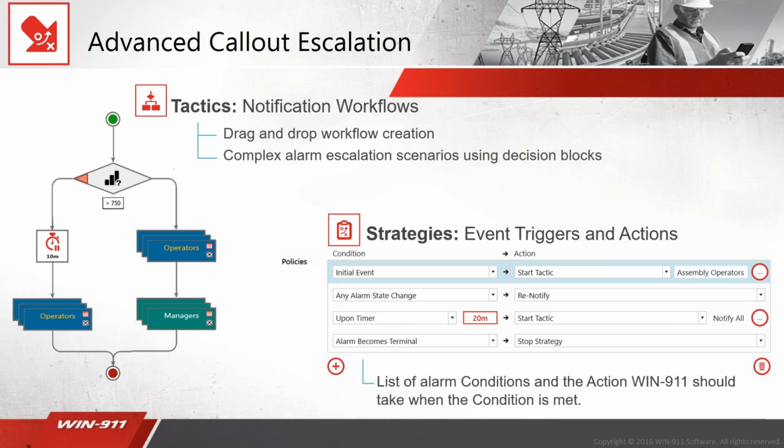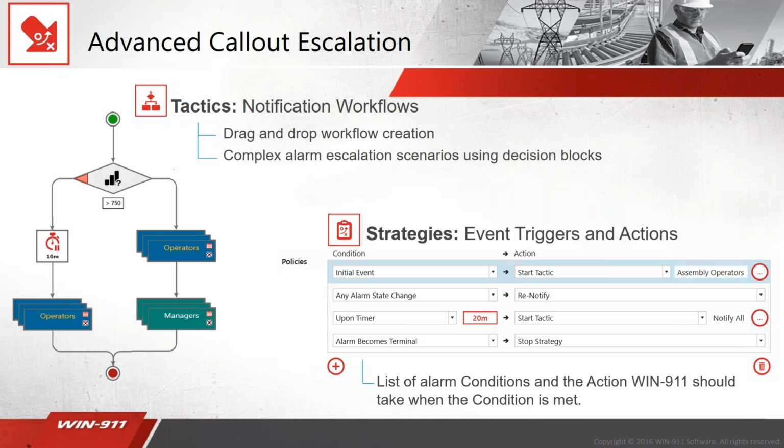So a strategy can have several different conditions for an alarm. Let's say in this example I've got an initial event. That means I got a new alarm. What should WIN-911 do? Well, it should start the tactic that I've got over here on the left. Let's say it's called assembly operators. So when I get this new alarm, it's going to launch that tactic, it's going to run through it, and it's going to determine who needs to be notified.